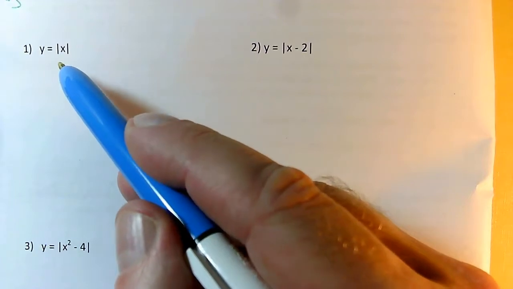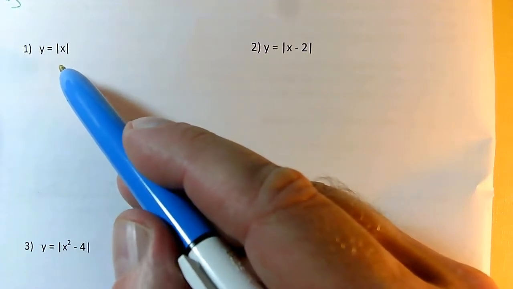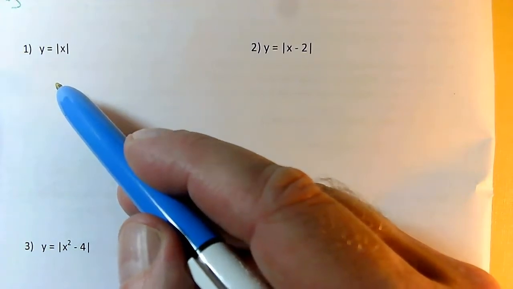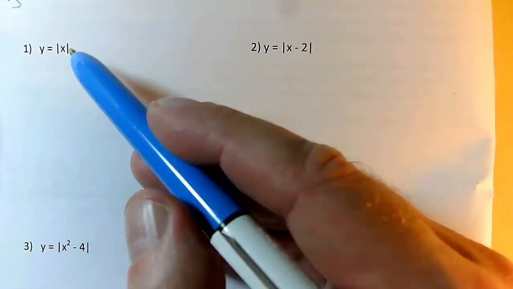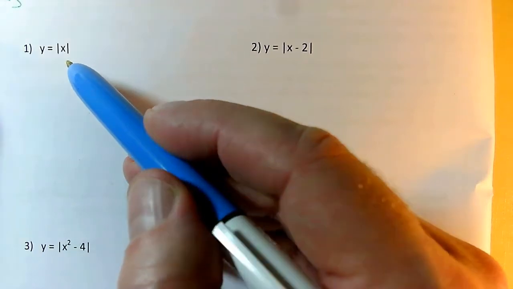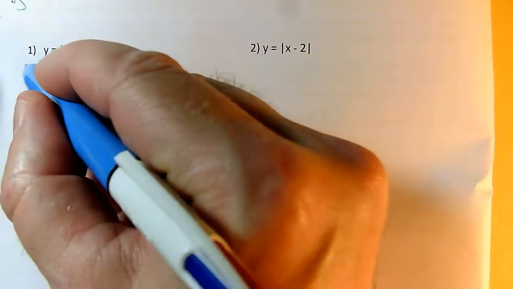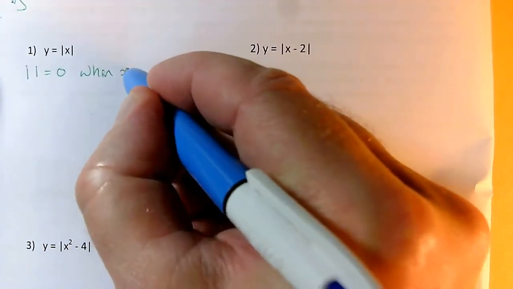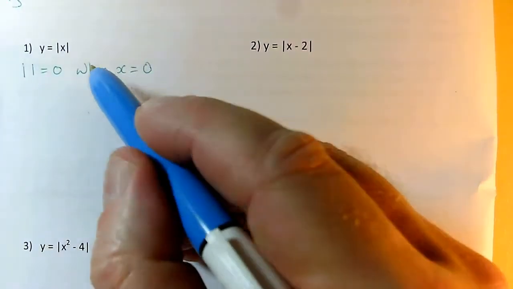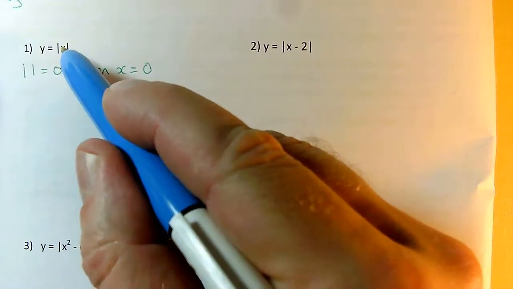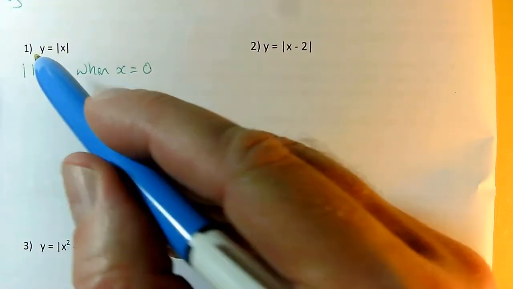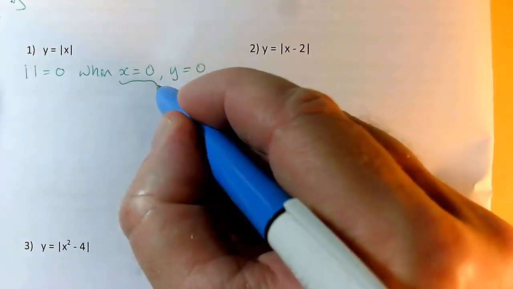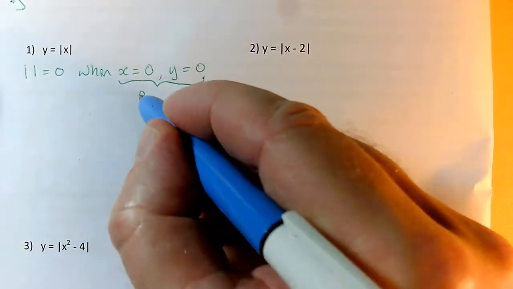When you're sketching it, the point to start with is where those two things agree. So where x is minus x, which will be when x is naught. So when the thing inside the modulus equals 0, the modulus equals naught when x equals naught. And if x does equal naught, what will y equal? y will also equal naught, and this is going to be the point of my v.